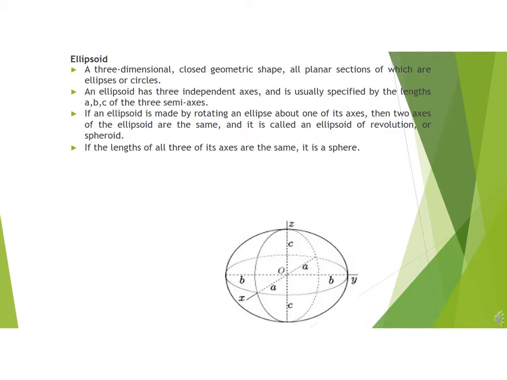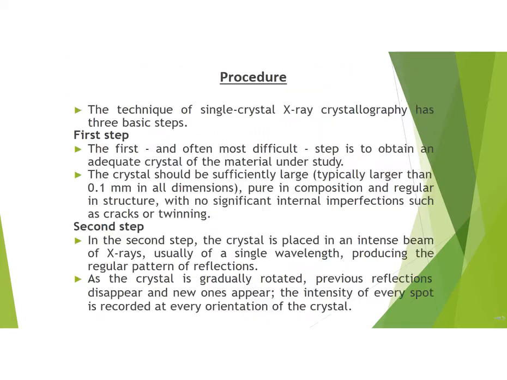If the ellipsoid is rotated about its major axis, then the two axes, say A equals B, are different from the third, C, and the ellipsoid is an ellipsoid of revolution or spheroid. If A and B are greater than C, then the spheroid is oblate, and if less, the surface is a prolate spheroid. And if the lengths of all 3 axes are the same, then it's a sphere.